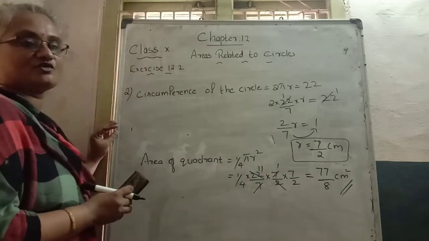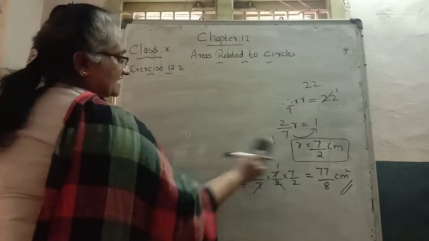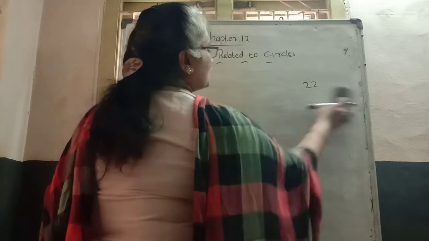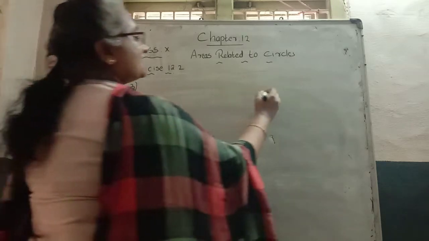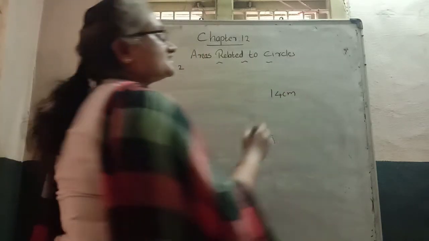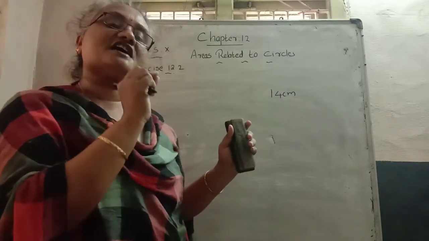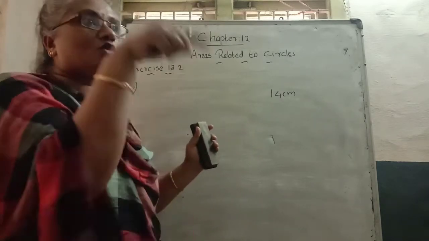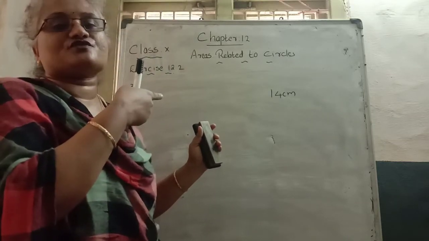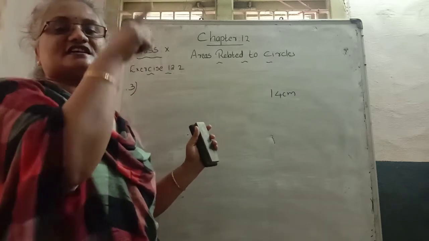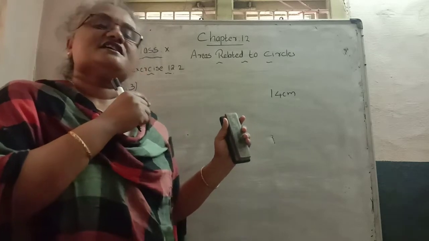This is our second question. I hope you can understand this question. Then next, third question. The third question tells about the minute hand length. The length of the minute hand is given, 14 centimeter. So remember that the length of the minute hand in a clock is equal to the radius of the circle shape. Clock is in circle shape. Remember then that minute hand represents the radius of the circle.